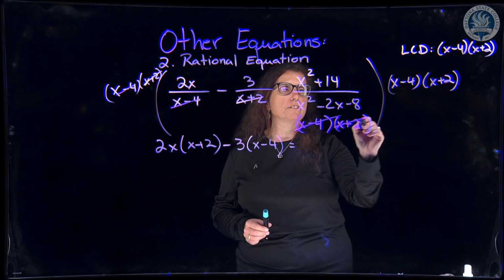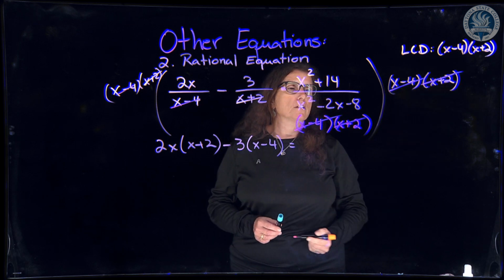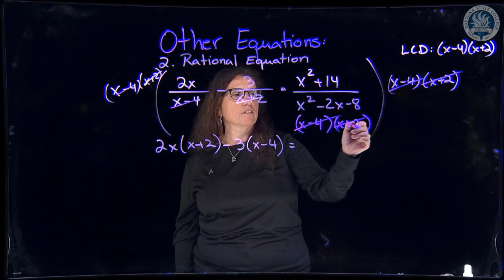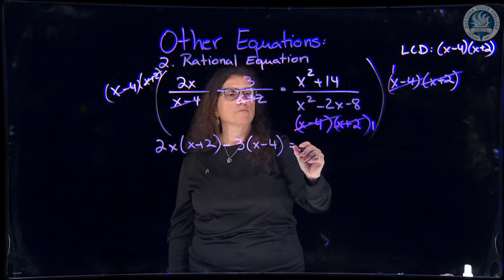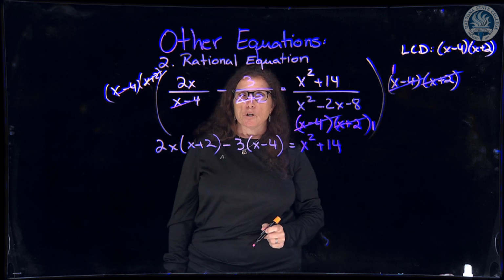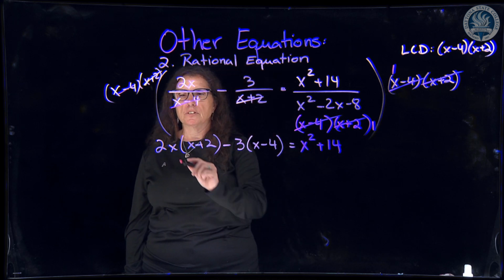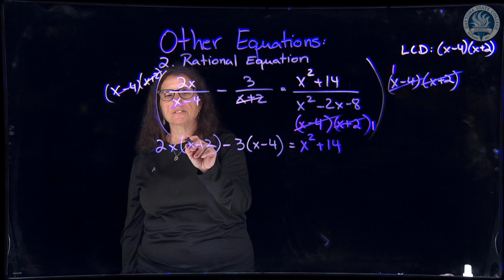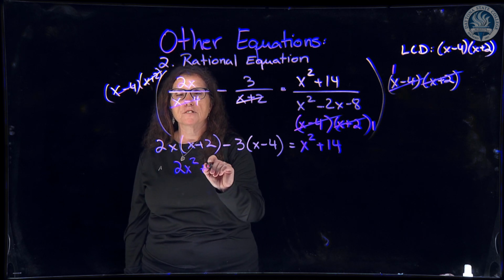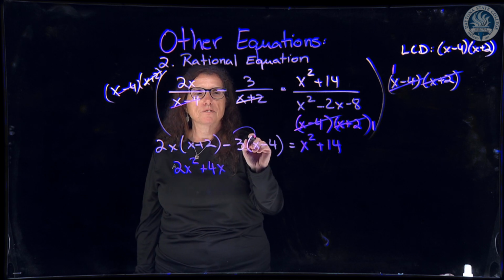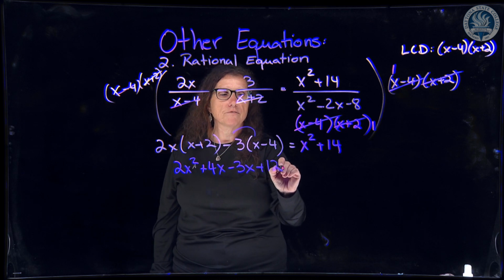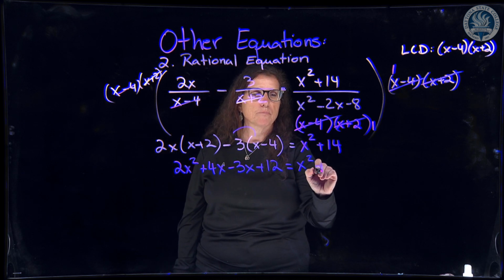We can just go ahead and reduce the two binomials. So all we have left, they reduce to 1, and then we have left x squared plus 14. Okay, let's see what's going on. 2x times x is 2x squared. We're going to distribute here. Plus 4x. We distribute the negative 3, so minus 3x plus 12 equals x squared plus 14.